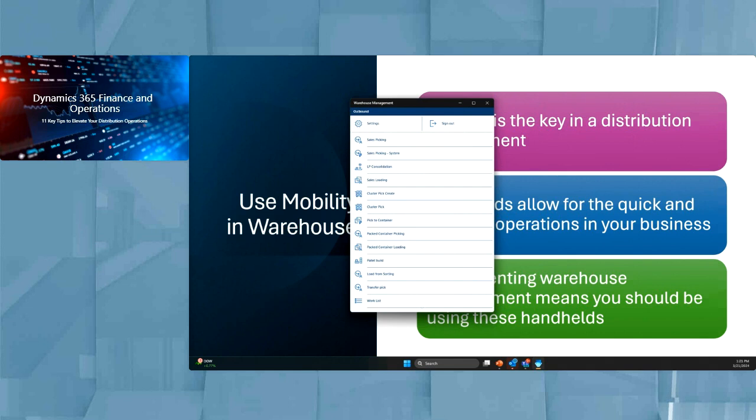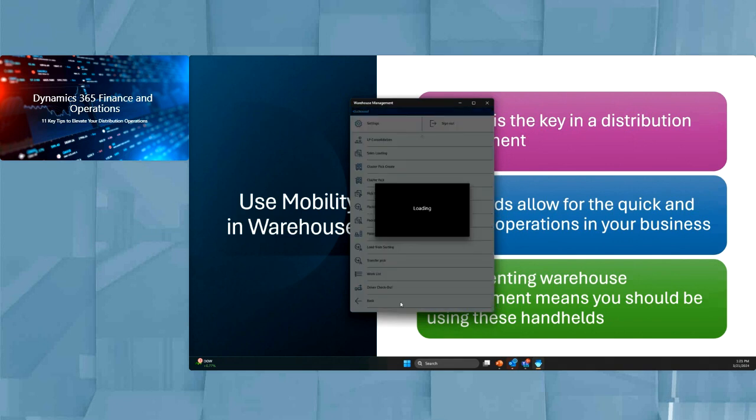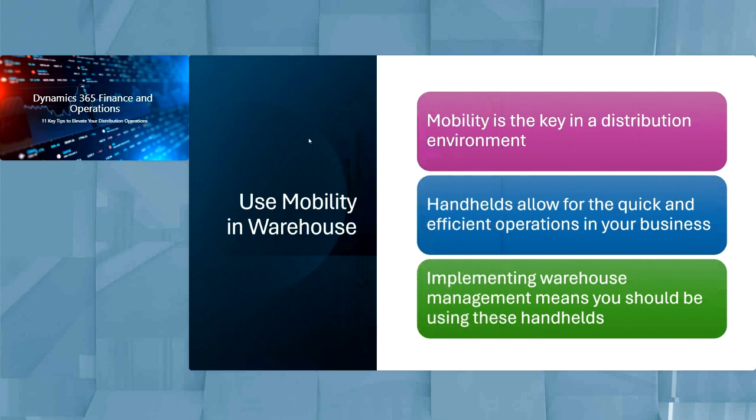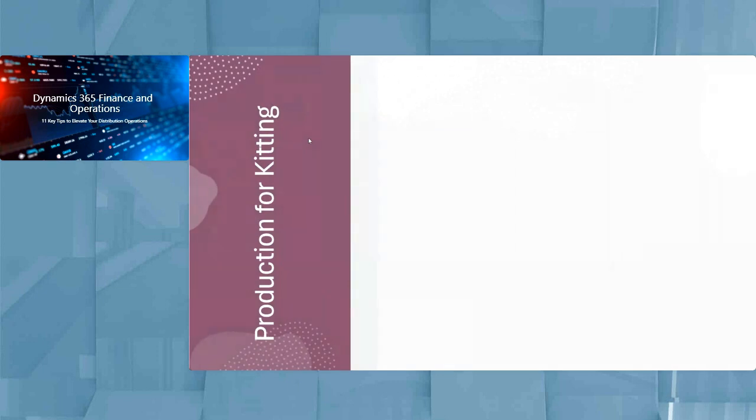So this mobile app allows you to do a lot of those advanced functions, such as loading and picking and building of pallets and doing transfers, and even doing production and quality operations inside of the system. So once again, if you have finance and operations and you're looking to use handhelds, you should be using the advanced warehouse capabilities in this advanced warehouse app to drive that, so you're not using a third-party scanner to tackle those capabilities. So mobility is absolutely key, as you can imagine, inside of an environment.